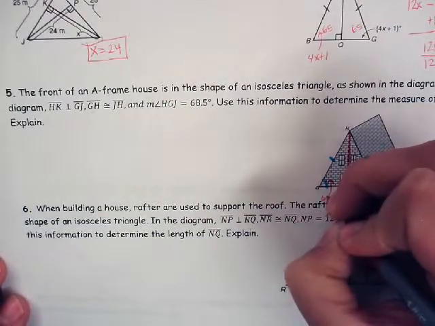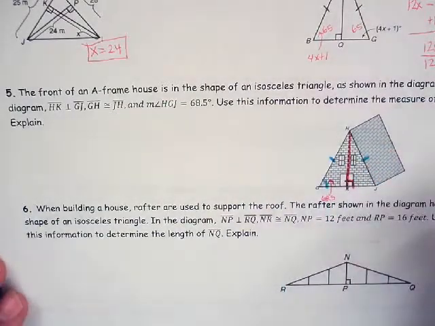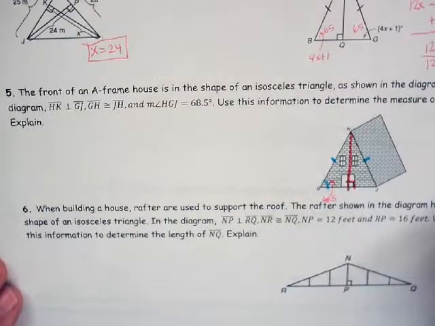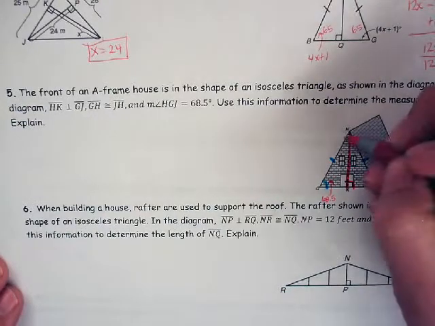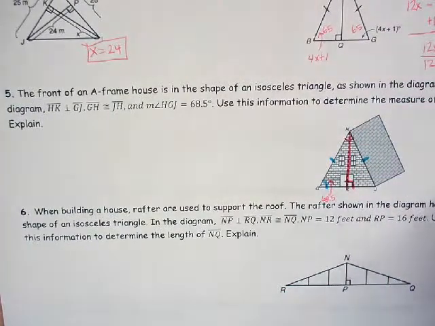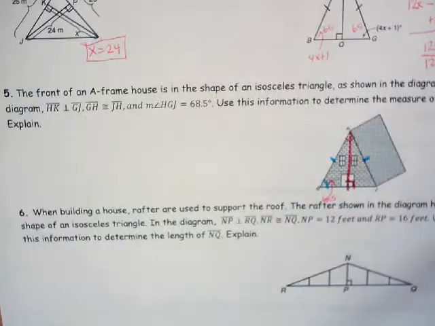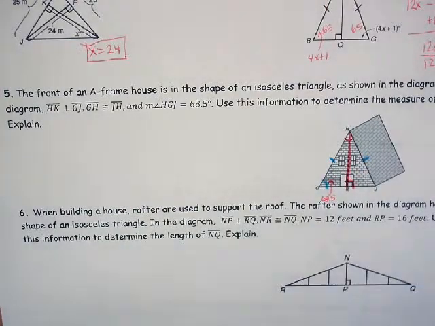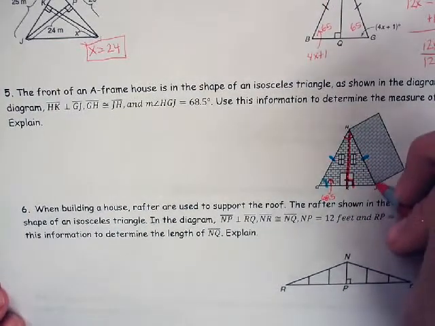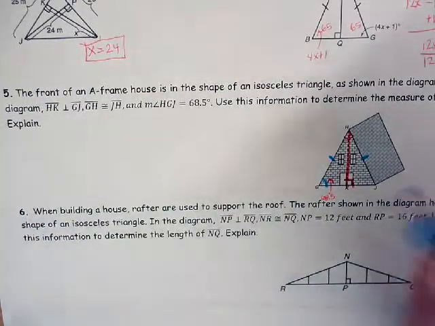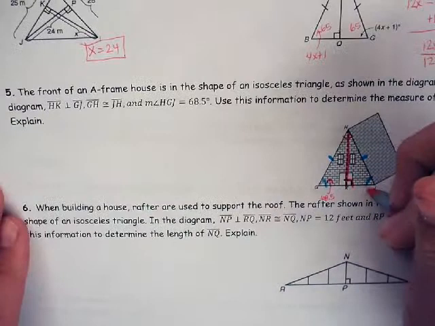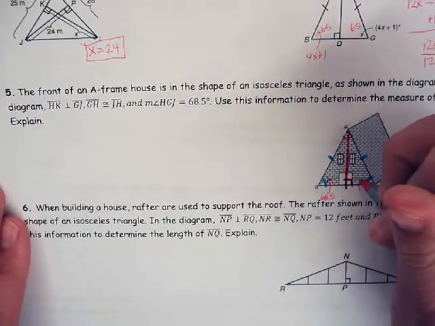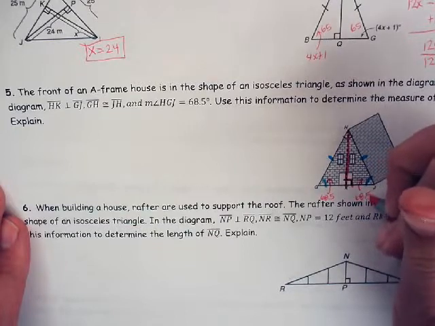Use this information to determine the measure of GHJ. So that's this angle right here that we're looking for, that whole angle, not just half of it, but the whole thing. So we can figure this out first by realizing that this is an isosceles triangle. So this angle, HJG, is congruent, and it is also 68.5.